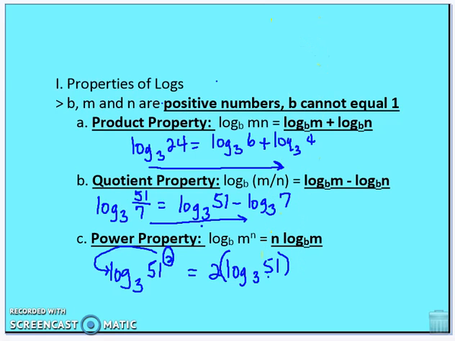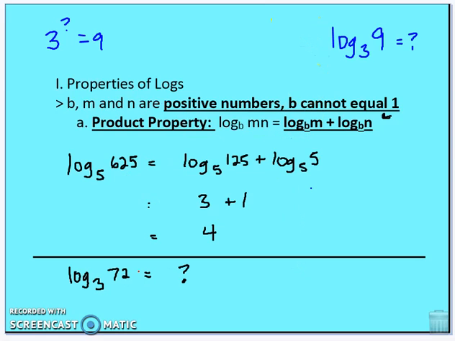All right, so let's take care of some problems as classwork. I'm going to give you an example here. Log base 5, using the product property, and we're going to go through each of the properties. Log base 5 of 625 is the same as, now we're using the product property, log base 5 of 125 plus log base 5 of 5, which is the same as 3 plus 1, which is the same as 4.